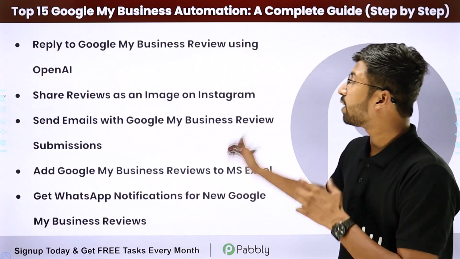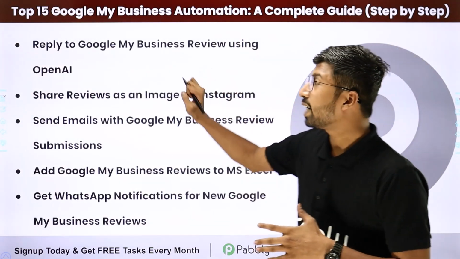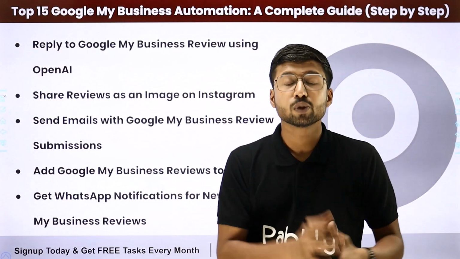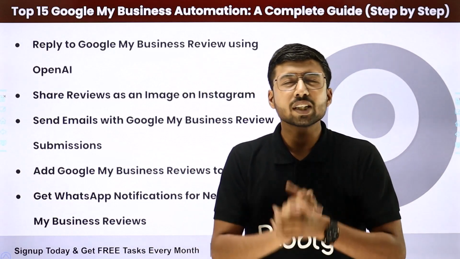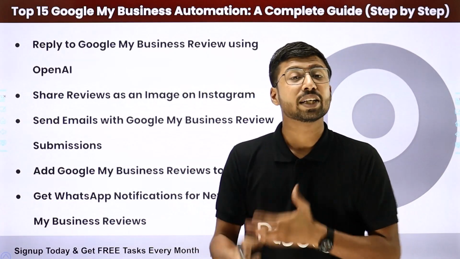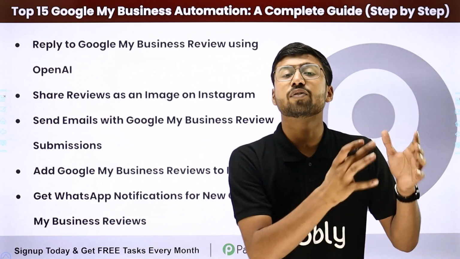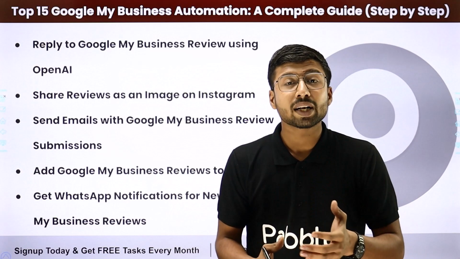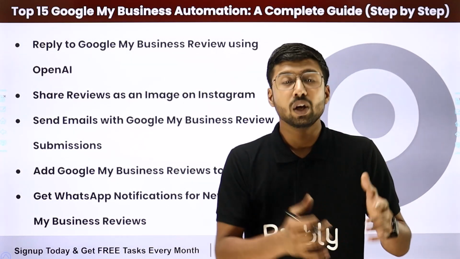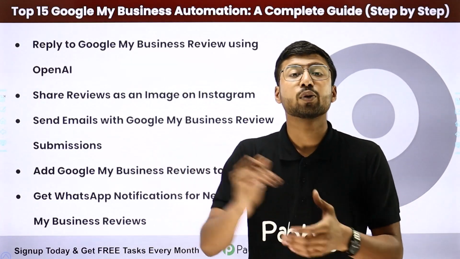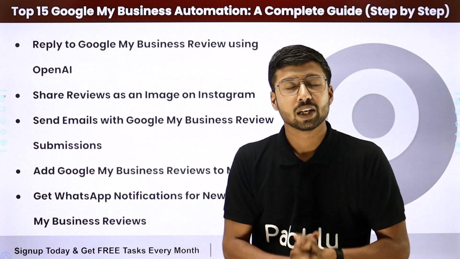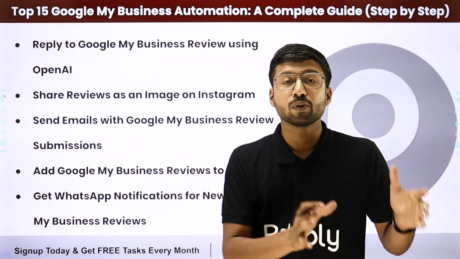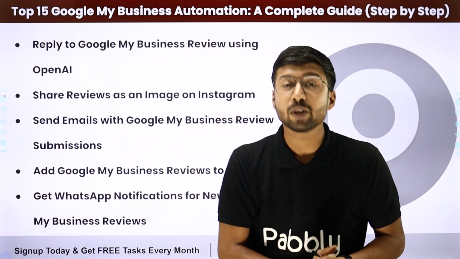The first automation that we have is the most popular one. That is replying to your Google My Business reviews using OpenAI. You can set up a simple automation inside Pabbly Connect using which, whenever you receive new reviews on your Google My Business profile, using OpenAI, you can automatically generate a reply for that review. And also you can post that reply back to your Google My Business profile as well. So all the processes related to reviews on your Google My Business profile can be automated.